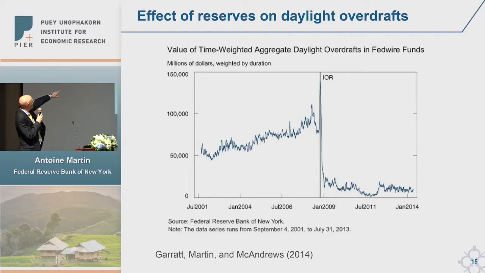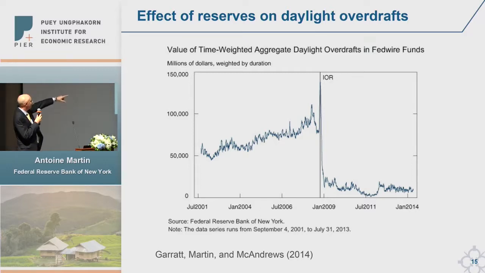That means that the Federal Reserve would extend, on average, between $50 billion and $100 billion intraday to the banking system. So that's not a negligible amount. And it puts the Federal Reserve at some risk in case the bank were not able to repay that credit.